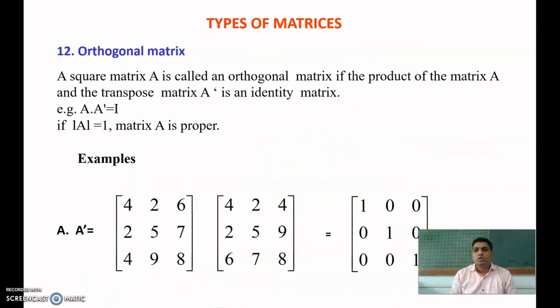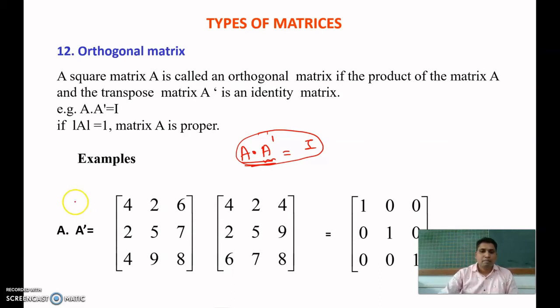Now next, orthogonal matrix. A square matrix is called an orthogonal matrix if the product of A and its transpose is an identity matrix. Suppose we have any matrix and we take its transpose, and when we multiply both matrices, we get the identity matrix. If this condition is satisfied, then we can call our matrix A an orthogonal matrix.